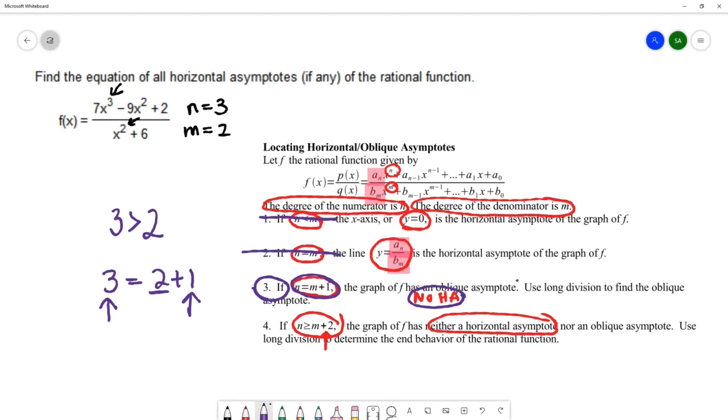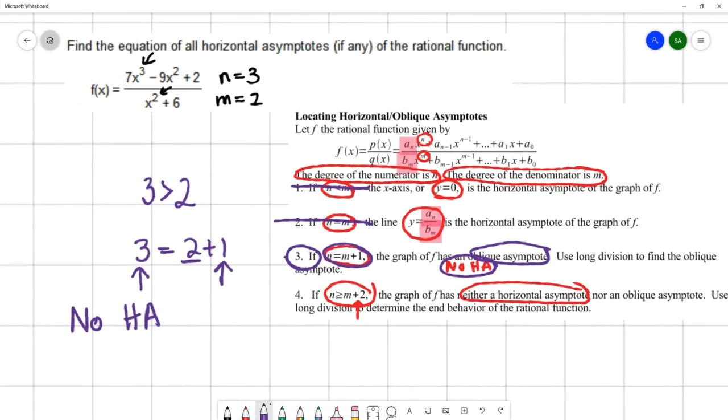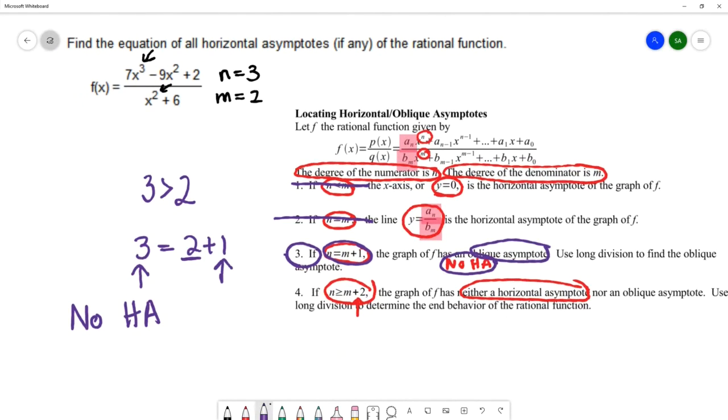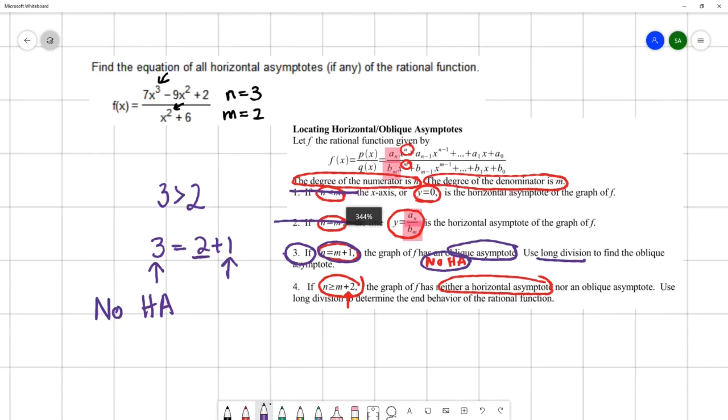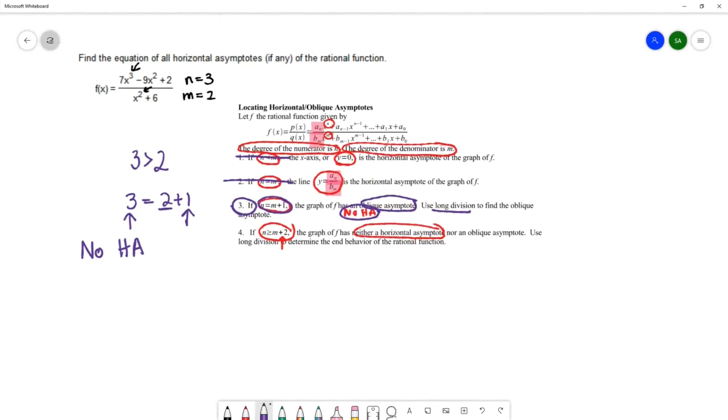There is a different type of asymptote called an oblique asymptote, but this question is not asking about that. It's only asking about horizontal asymptotes. So we're going to say that there is no horizontal asymptote for this function. Now, if you're interested, you can find this other type of asymptote, the oblique asymptote, using long division. So let me zoom out for a second just to give you an idea of how this process would go. You would take your denominator and divide it into the numerator.